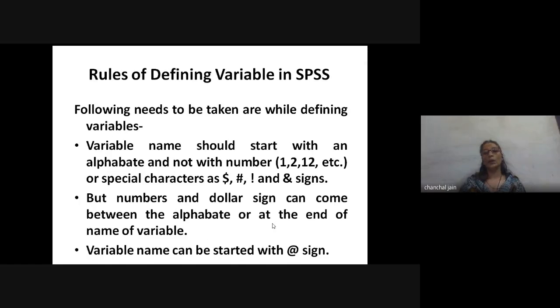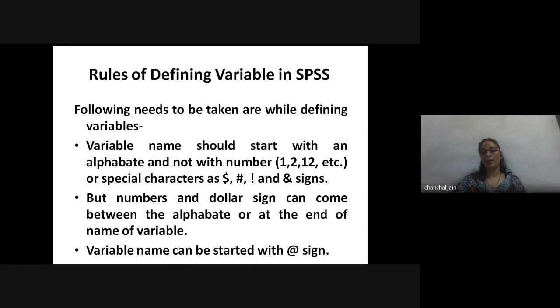Now there are certain rules which we need to follow for defining a variable in SPSS. First rule: a variable name can start with an alphabet, but it cannot start with numbers or special characters like dollar, hash, exclamation, and ampersand sign. But these special characters and numbers can come in between the variable name, or they can come at the end of the variable name.